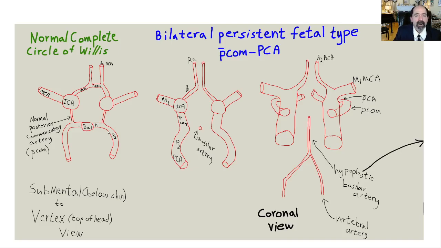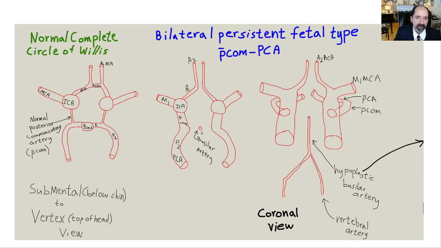Okay, now here's the key normal variant I want you to see. Sometimes these PCOM arteries, posterior communicating arteries right here, normal posterior communicating artery, are really big. And that's considered the fetal type, so the in utero type of posterior communicating artery. And in this case, it will supply the posterior cerebral artery. So the posterior cerebral artery will receive its blood flow from the PCOM, the posterior communicating artery, rather than from the basilar artery.